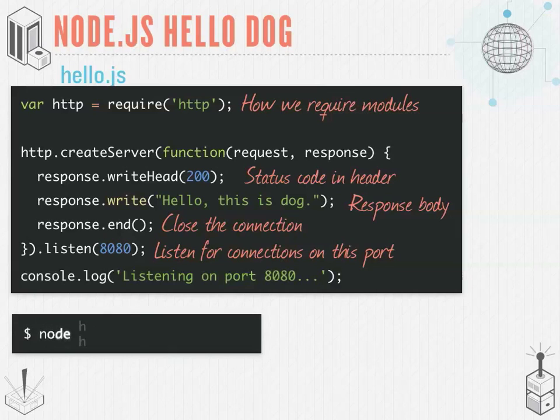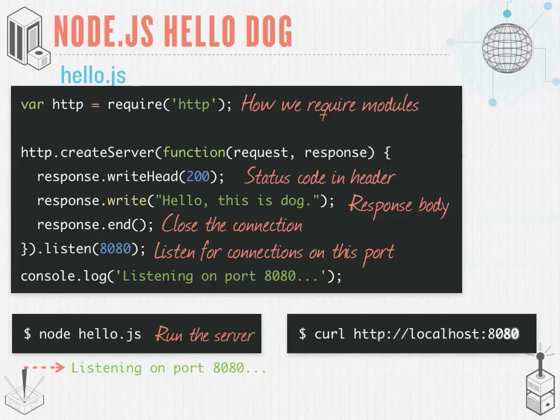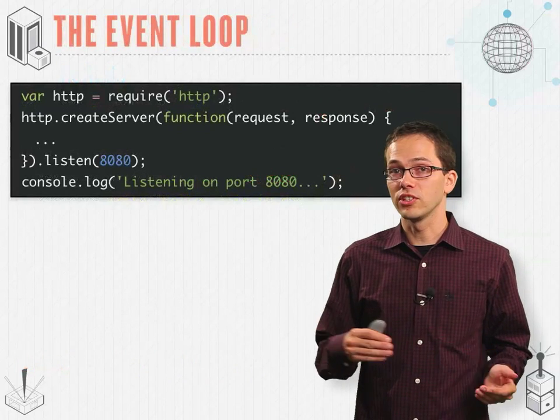We run the server on our command line. We're going to see that it prints out listening on port 8080. And then if we use the curl command line tool to hit the server, it's going to return to us, hello, this is dog. We could also just call up our browser and go to that port, and we would get the same result.